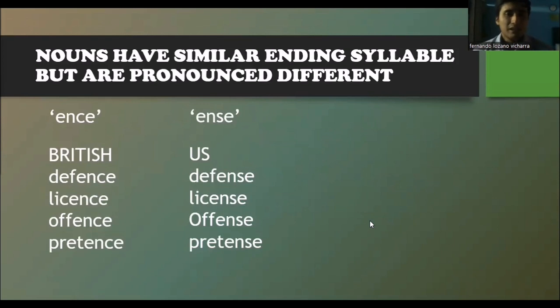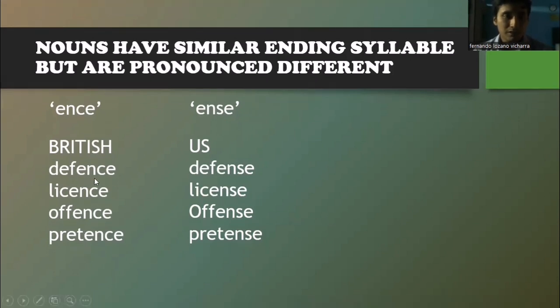Some nouns that have the ending syllable ence in British English are spelled ense in American English. This tremendous example tells us a lot about spelling consideration because it's considered the pronunciation of the letter C as S. For pronunciation, both have the same and there is no difference. And here you have some examples.